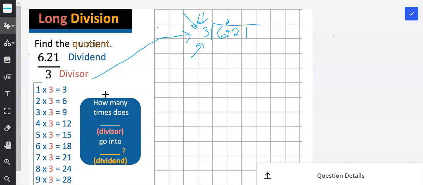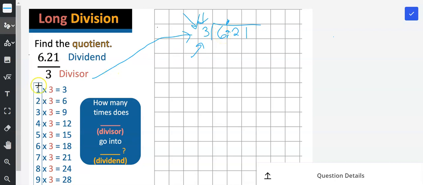Now what I'm going to do is ask myself the question. So the question is, how many times does the divisor, which in this case is 3, go into the dividend? Well, I'm not going to look at the whole 6.21, I'm just going to focus on the 6. So how many times does the 3, that divisor, go into 6?